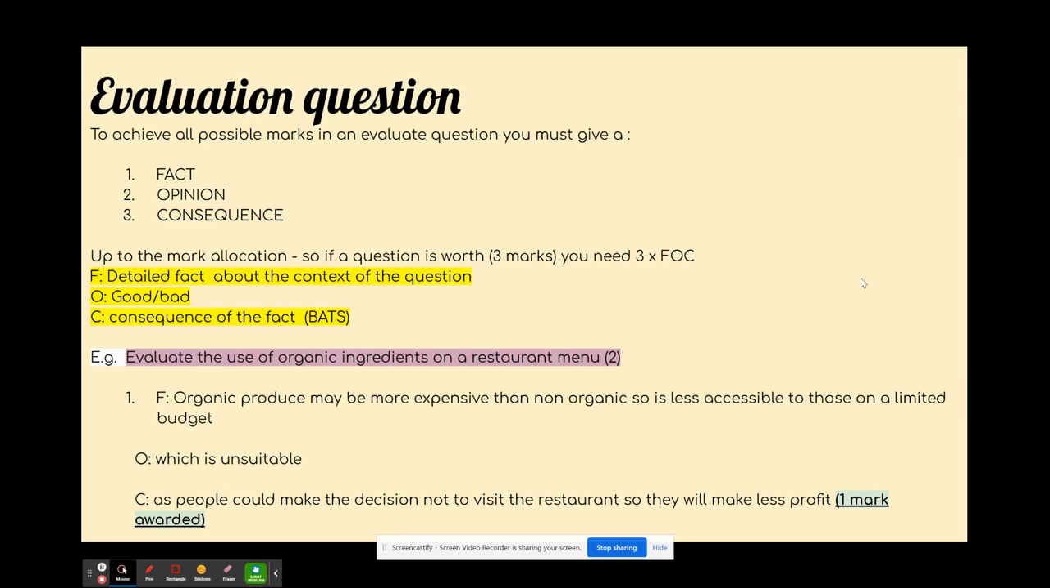This is an example of the correct layout for this question below. So if we were asked to evaluate the use of an organic ingredient in a restaurant menu, our fact would be that organic produce may be more expensive than non-organic, so it could be less accessible to those on a budget. That's a fact. Our opinion is that this is unsuitable, and a consequence, as people would then make the decision to not visit the restaurant, they would make less profit. We have then made sure that we have referred back to the restaurant in our answer, as well as including a but and made an opinion.